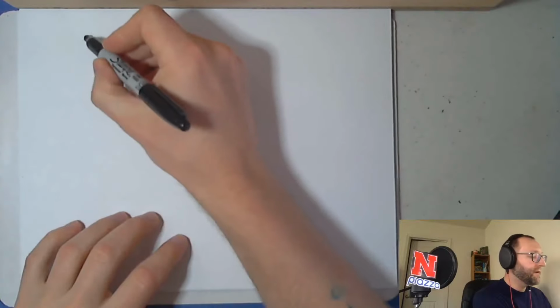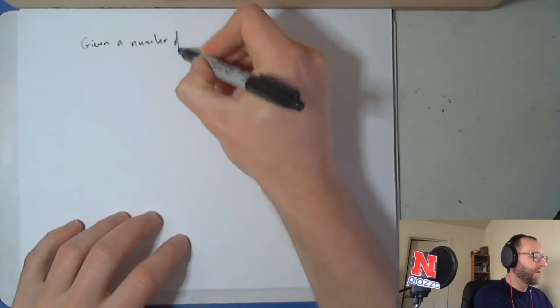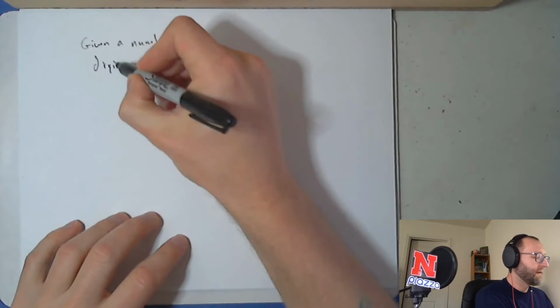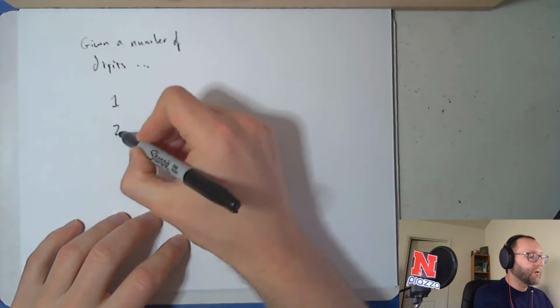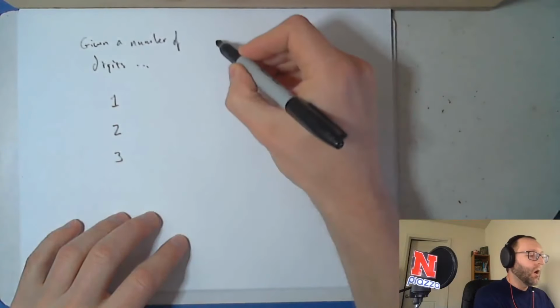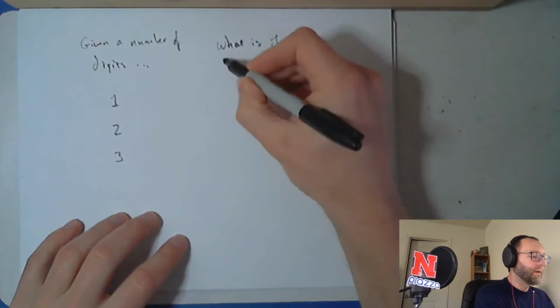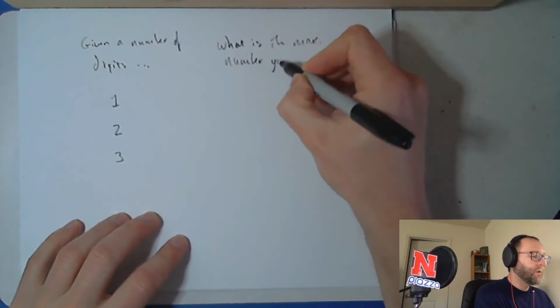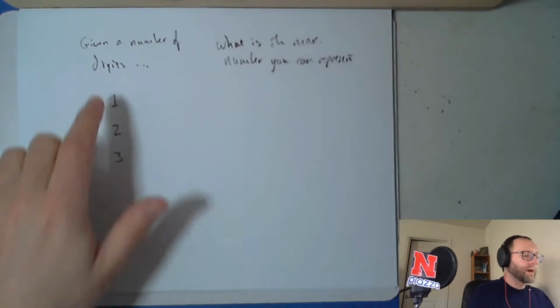All right, so I'm not going to talk about bits just yet, and I'm not going to answer the question directly. I'm going to answer the reverse direction. All right. So given a number of digits, if I gave you 1 digit, or 2 digits, or 3 digits, etc., what is the maximum number you can represent? And again, we're talking digits here.